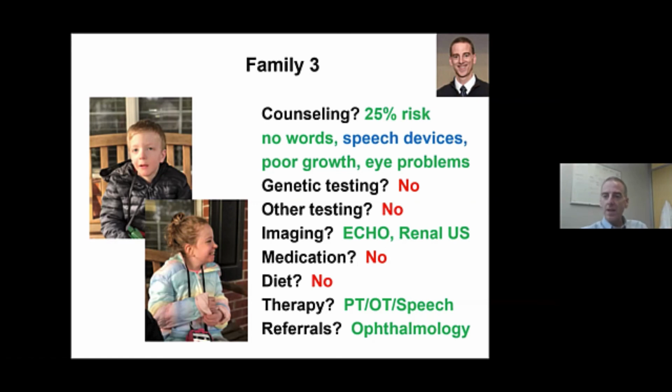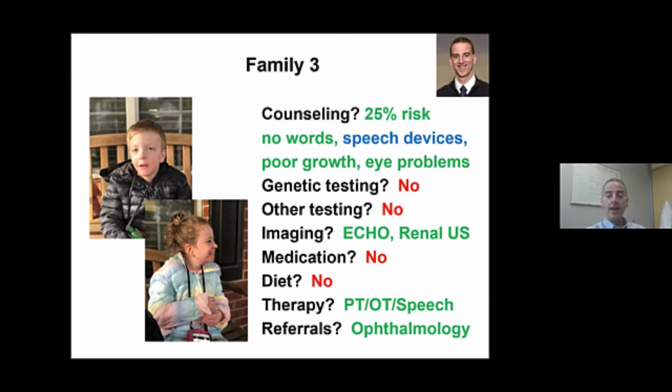These are kids who would be completely nonverbal. But with a speech device, we're talking and learning about all the things that they need. We all know that these kids will also have poor growth. Both of them are very short, and they also have eye problems that require them to have glasses. So, is any more genetic testing needed? No. Any other tests needed? No. Any imaging? Yes. These kids can have problems with their heart, so they both need an echocardiogram, and they also needed to have a renal ultrasound to look at their kidneys to make sure that there were no problems.